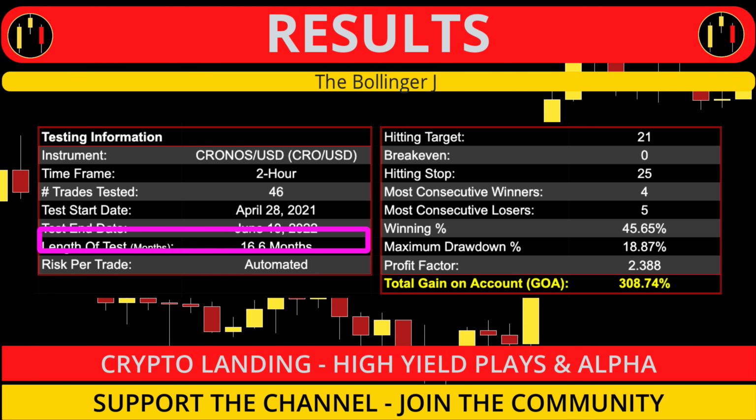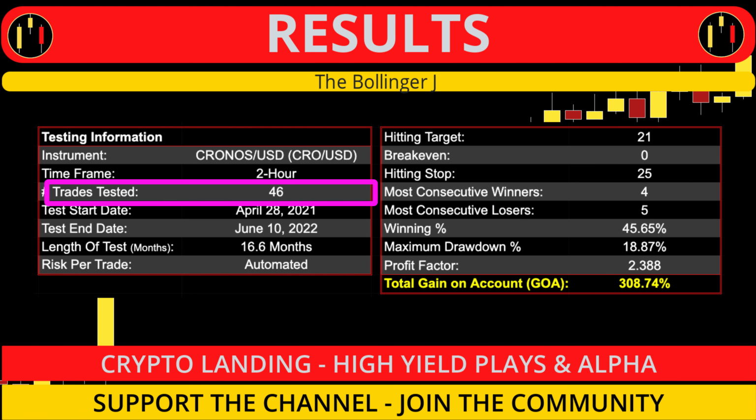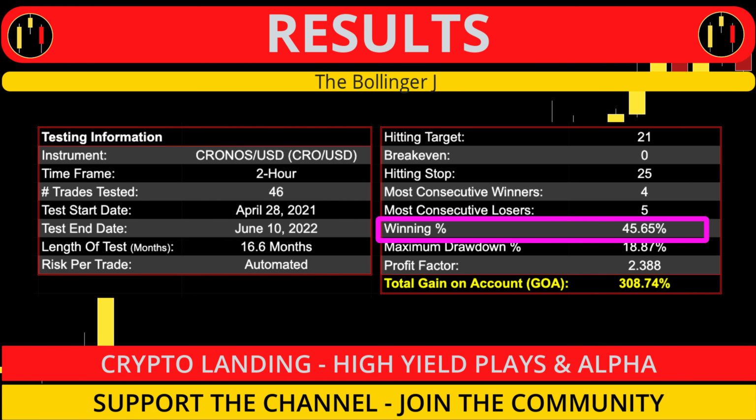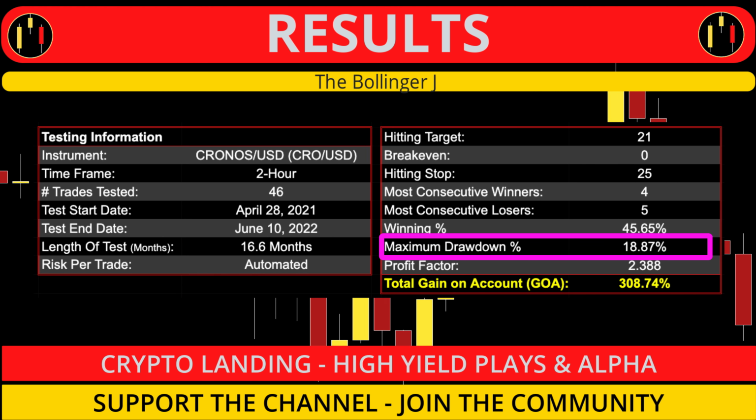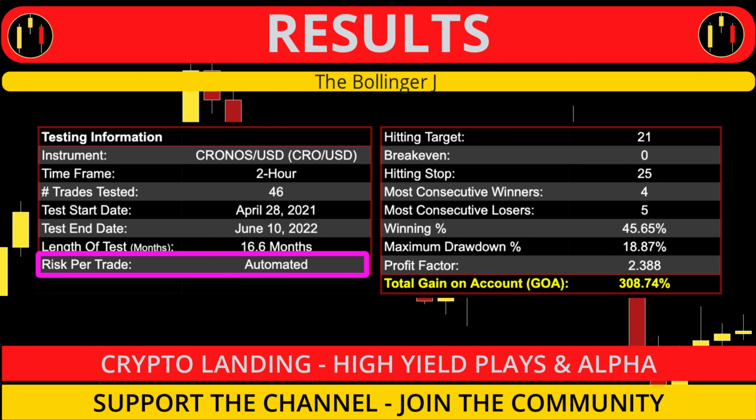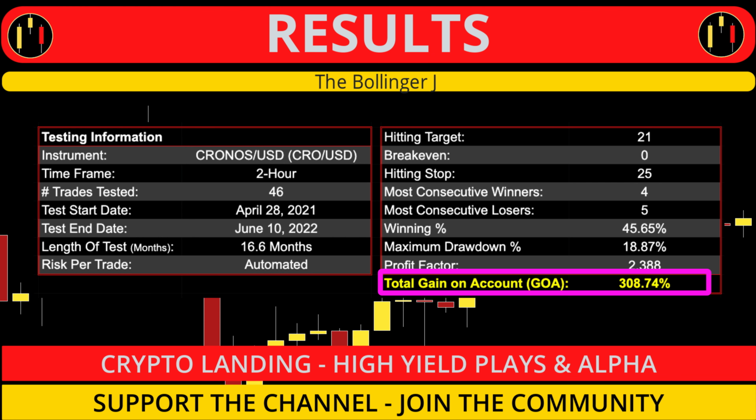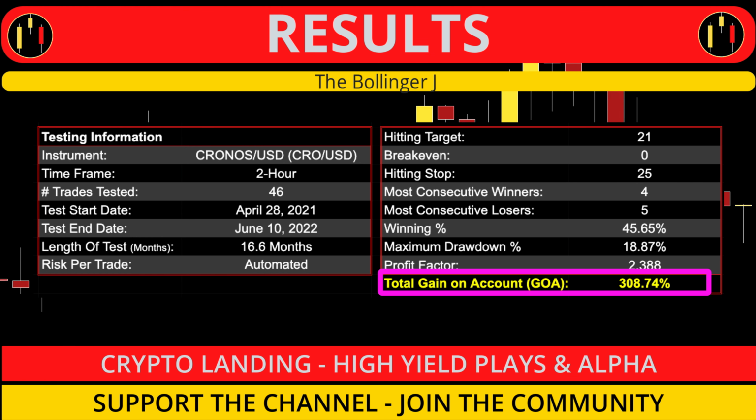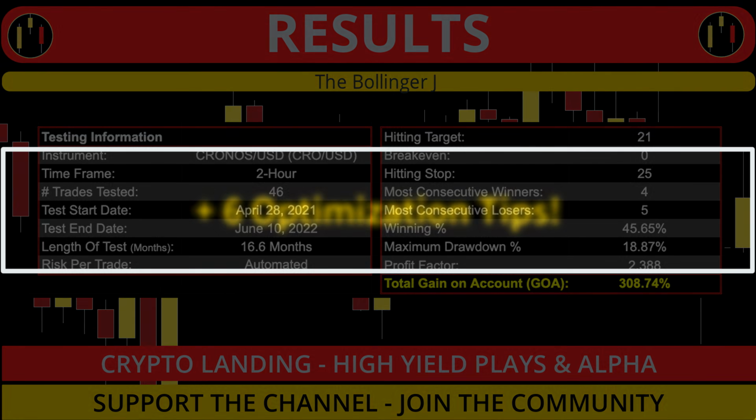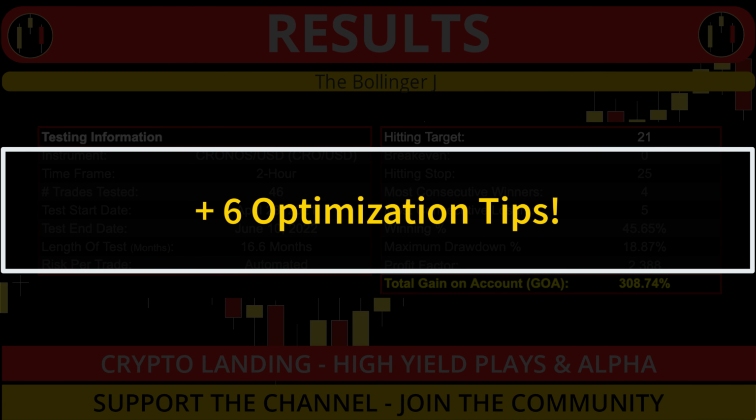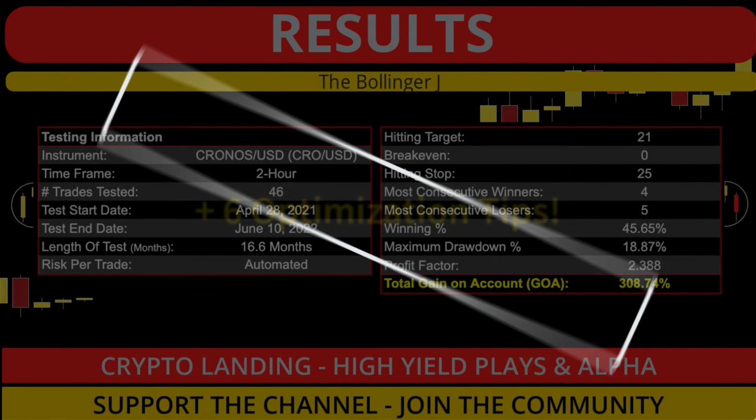It took almost 17 months to find the 46 trades. This dataset produced a win rate of 45.65%, with a large drawdown of 18.87. Using a dynamic percent of equity order size, the total gain on account was an astounding 308%, which is pretty good considering the time period it took. And for those who want to trade this manually, stay tuned as I have some really good optimization tips.